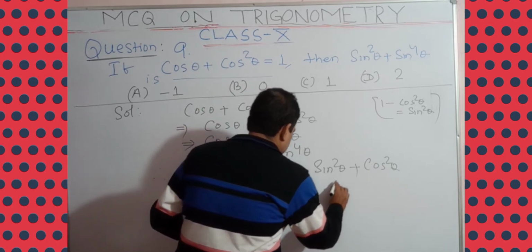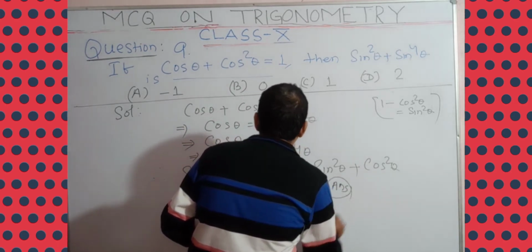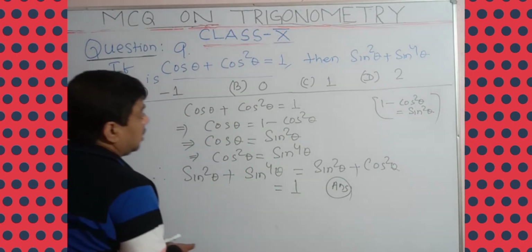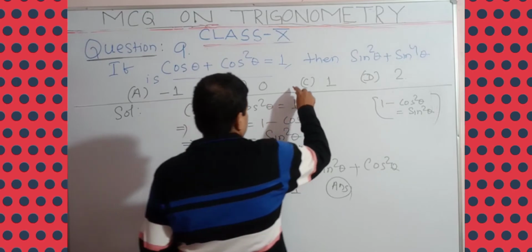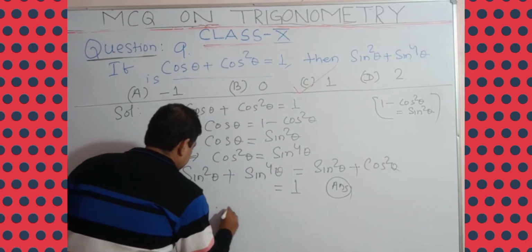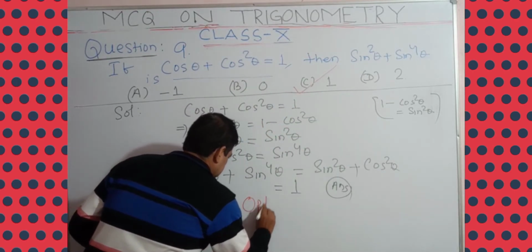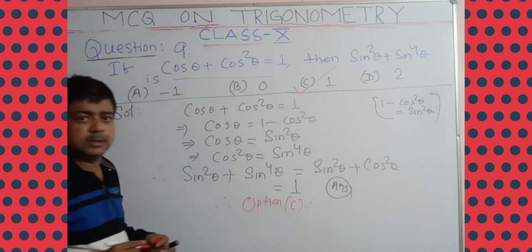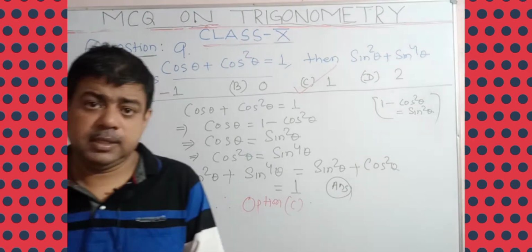Yes or no? So which is the correct option? 1. Yes, C is the correct option. Hence option C is the correct option. Understand? Okay. Is it clear?